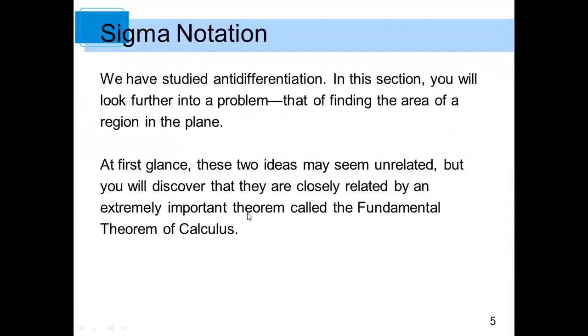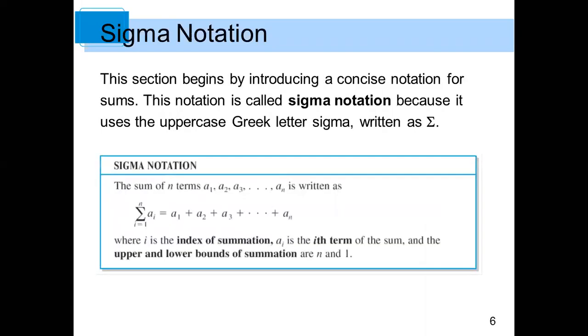So first, let's talk about what sigma notation is. We've studied anti-differentiation. In this section, we're going to look further into a problem, and that is finding the area of a region in the plane. At first glance, these two ideas may seem unrelated, but you will discover that they are closely related by an extremely important theorem called the fundamental theorem of calculus. This section begins by introducing a concise notation for sums.